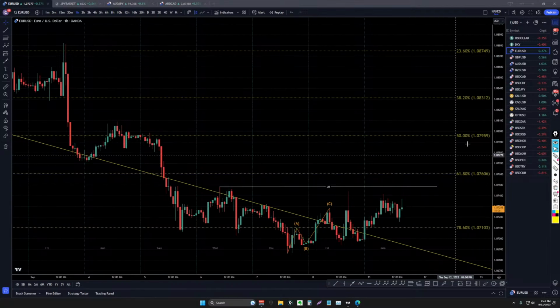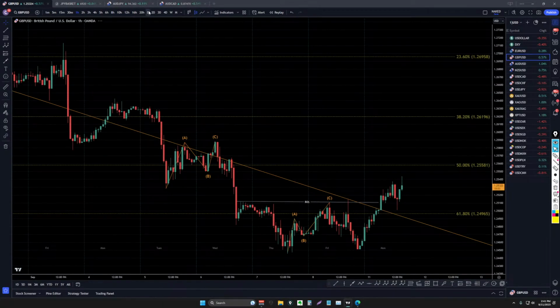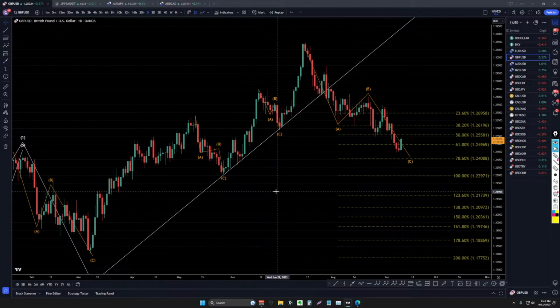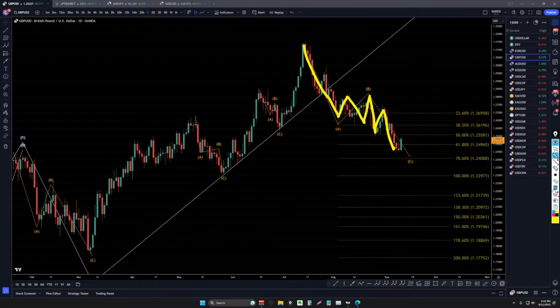So let's go down to the pound dollar and head back up to the daily time frame. Pound dollar also made a pretty good push up today. All the dollar pairs did. To me, this looks like a trend, 3 waves up, and then another trend. It actually kind of looks to me like a 1, 2, 3, 4, 5. Probably something like that is going to end up forming.